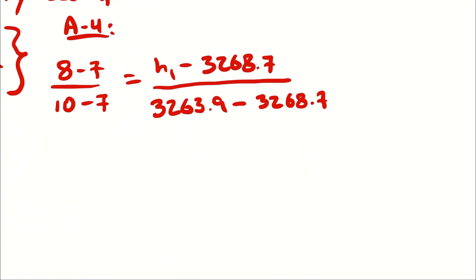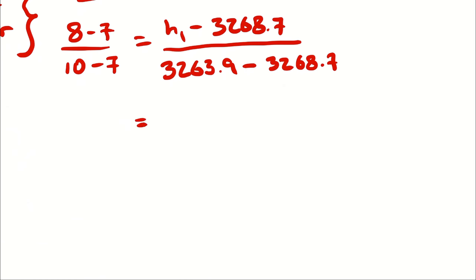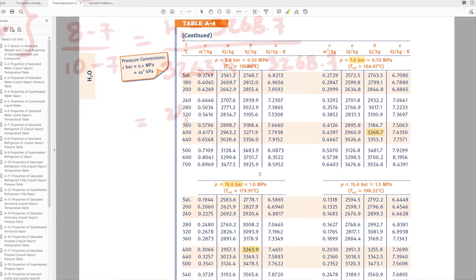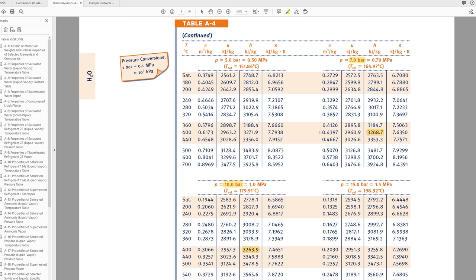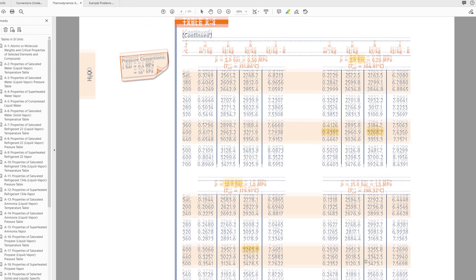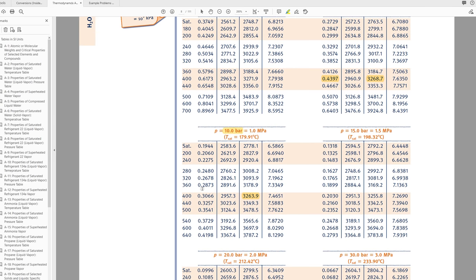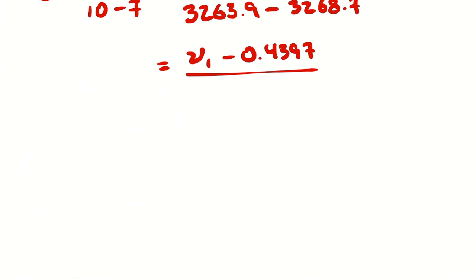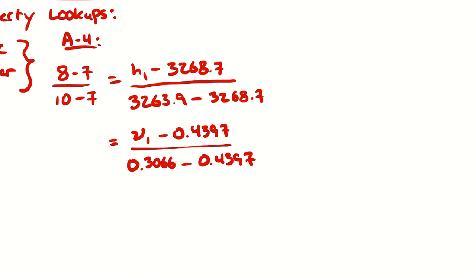That proportion of the way we are between the two pressure subtables is assumed to be the same as the proportion we are between the enthalpy at the two pressure subtables. And it is also the same as the proportion we are between these specific volumes at the two pressure subtables. So adding to this, I could write v1 minus the specific volume at 7 bar and 400 degrees Celsius, which would be 0.4397, divided by the specific volume at 400 degrees Celsius and 10 bar, which would be 0.3066, minus the same specific volume from the 7 bar subtable. And that gives me my two proportions.